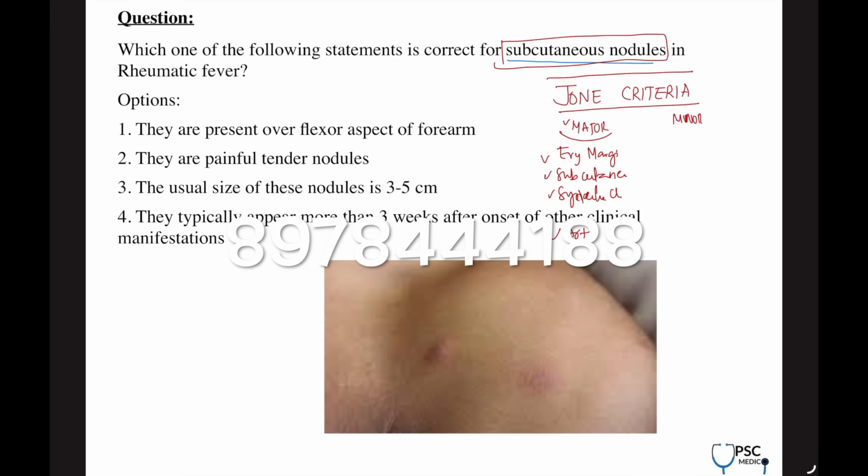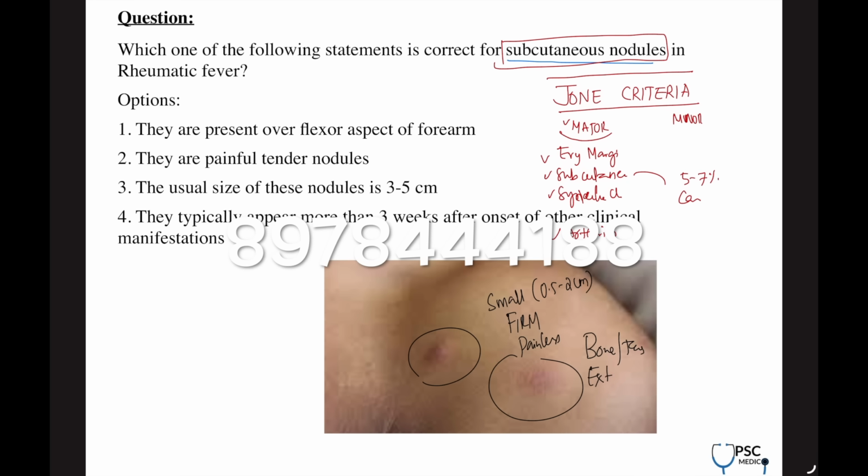You have arthritis as a major condition, right? It's a major manifestation. So subcutaneous nodules are major criteria. They occur in 5 to 7% of the cases, and as you see in the image, these subcutaneous nodules on the skin are firm, painless, and very small. What is the usual dimension? 0.5 to 2 centimeters in size, painless, and usually present on the extensor surface of bone and tendon.